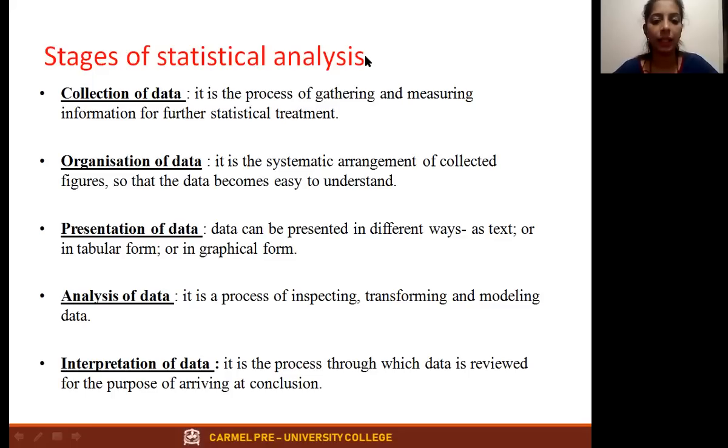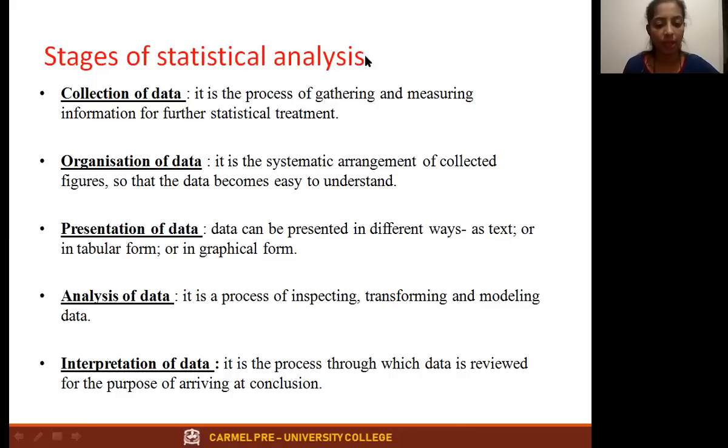The next one is organization of data. It is a systematic arrangement of collected figures. How do you organize it so that the data becomes easy to understand? Raw data comes first, then organization according to the frequency.